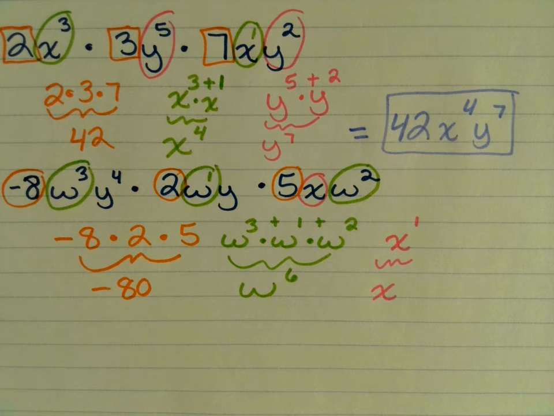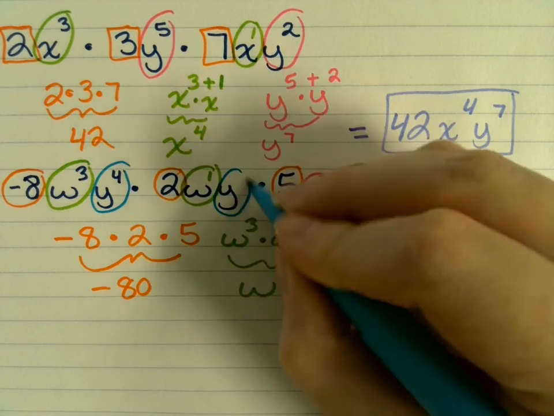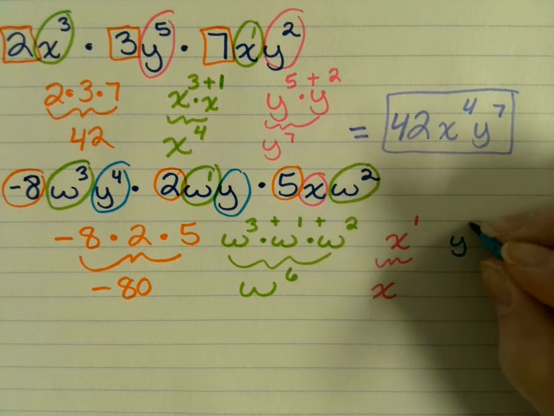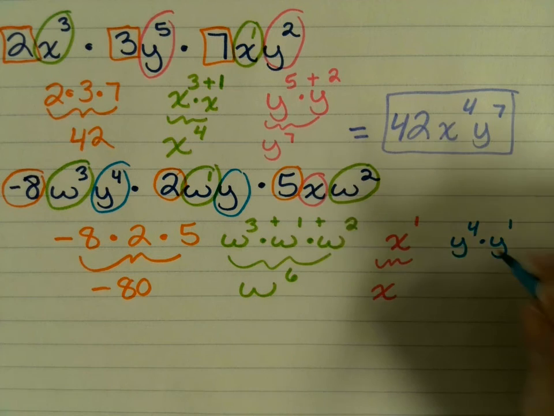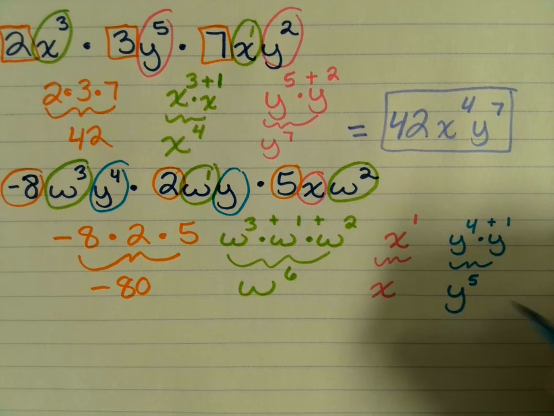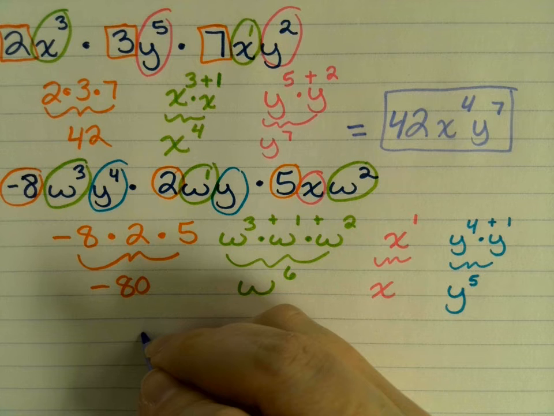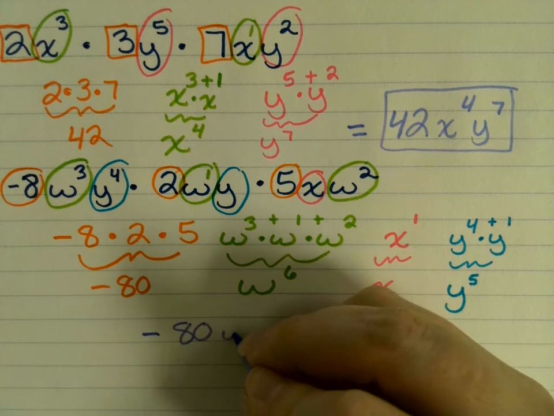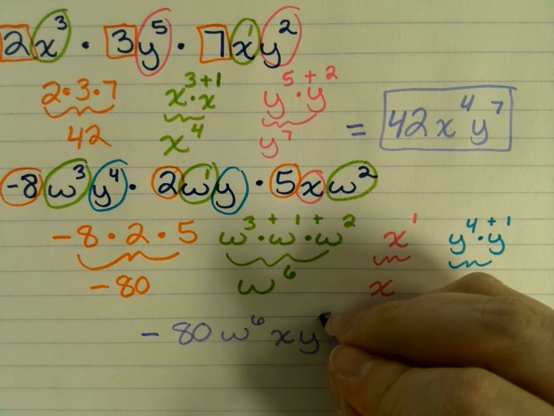And then the last part would be the y's. Y to the 4th times y, that's really y to the 1st. You would add those exponents, and that would come out to y to the 5th. Okay, and if you piece it all together, it's just -80, w to the 6th, x, y to the 5th.